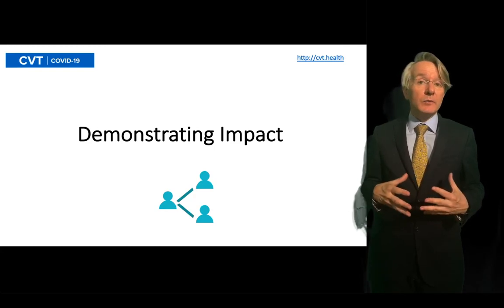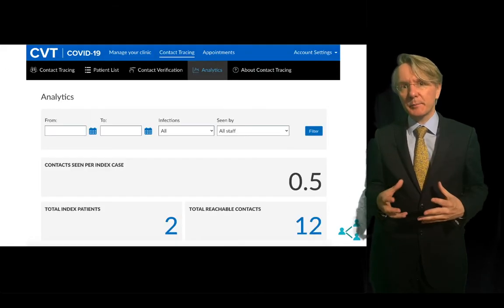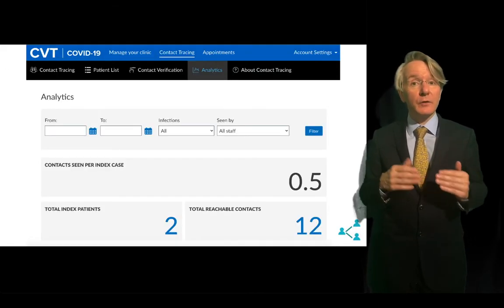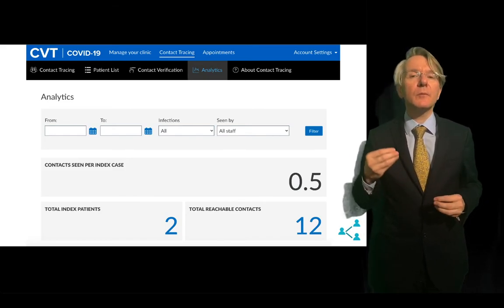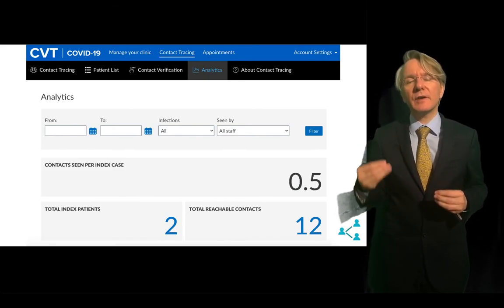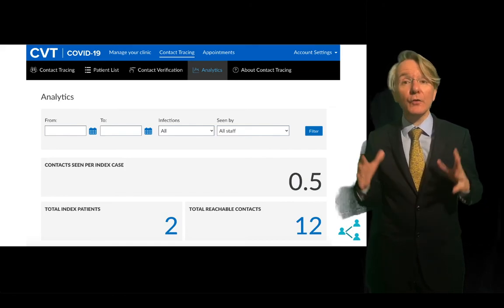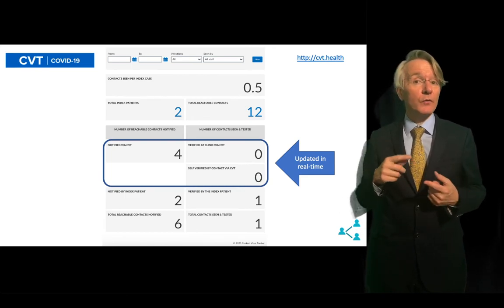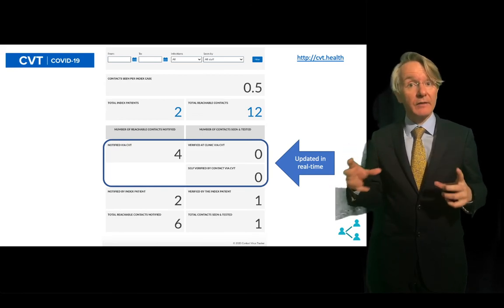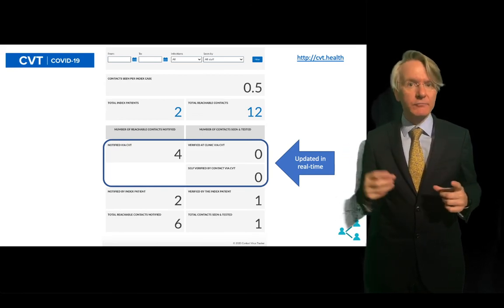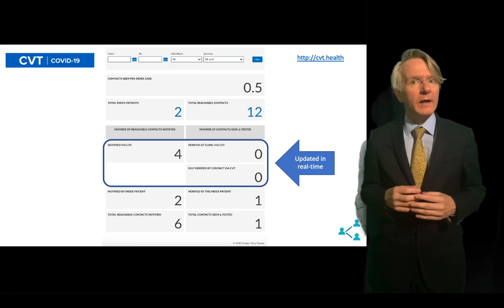Now in CVT, we're able to demonstrate impact in real time. And on the analytics page, there is a filter where you can look at different time windows, you can look at different members of staff, and you can see the number of contacts that have been seen and tested for each person diagnosed with COVID-19. And on the summary page, you can see all of the work that was done outside of CVT and by CVT, and the CVT data comes back in real time. So you have up-to-date information to see where it's working.